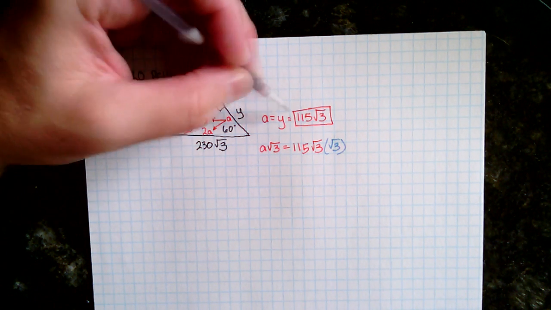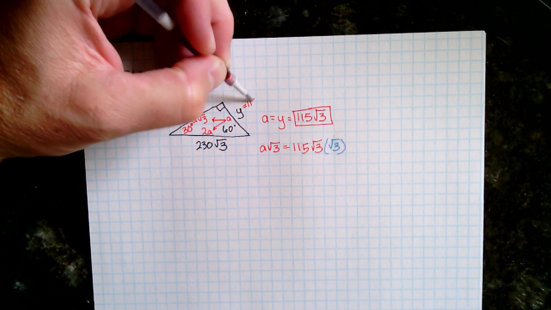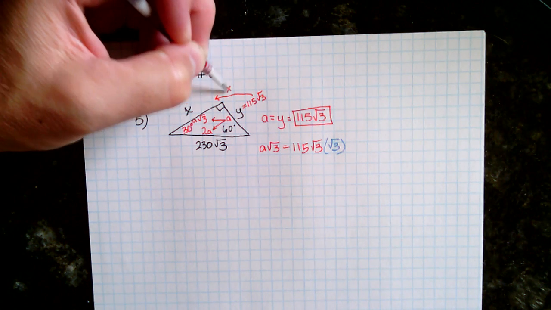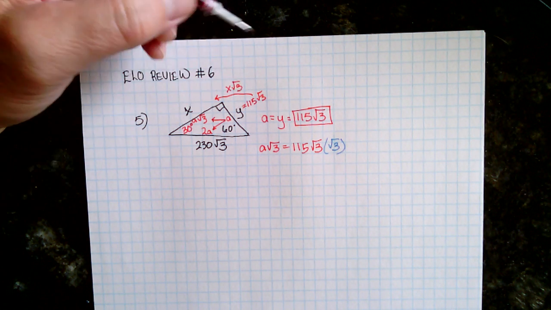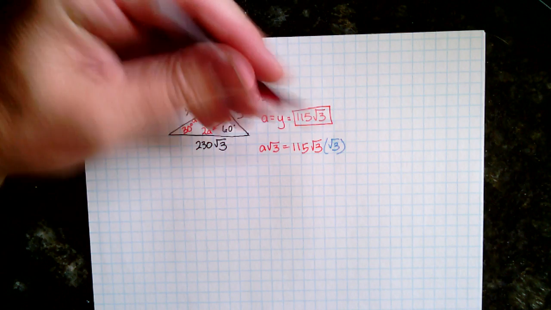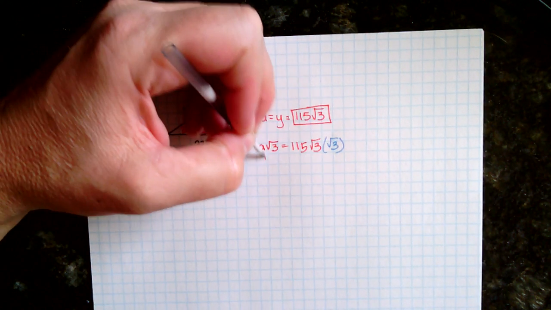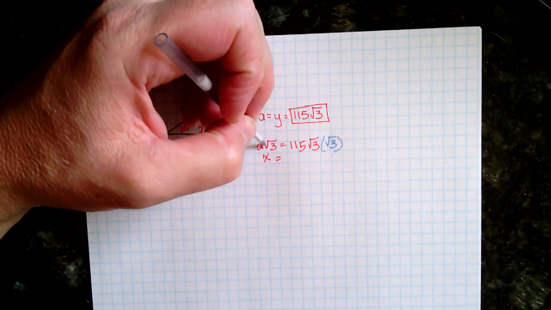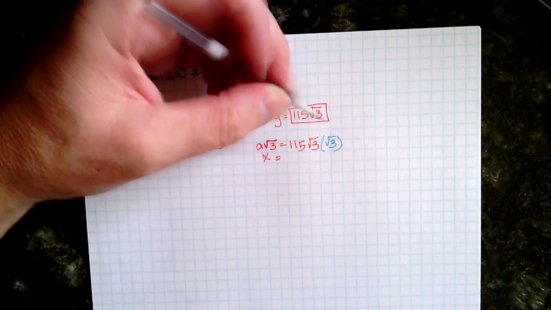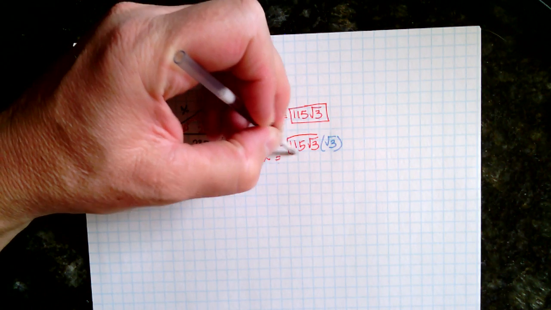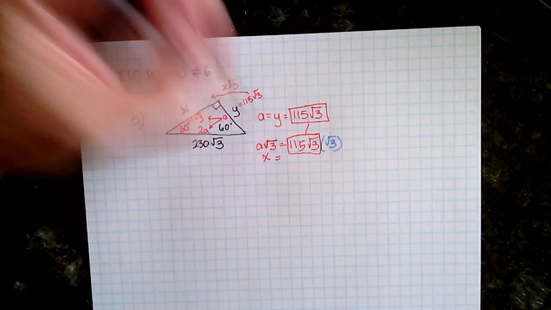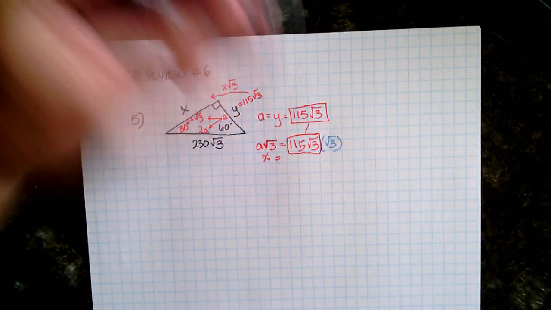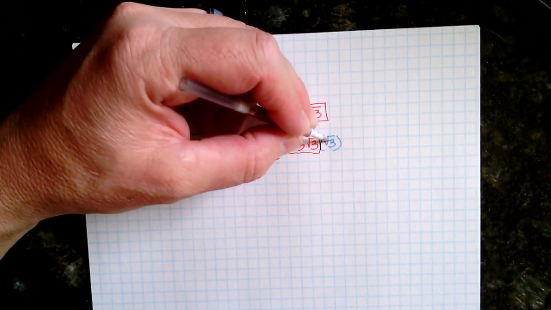So once I've established that this part is 115 root 3, to go from here to here, I have to multiply that by root 3. That's what I did here. Trying to find x, I'm starting with A, and I'm multiplying by root 3. Well, this already has a root 3, because that was the A value, so I have to multiply it by root 3 again. Doesn't matter what it is, it's what you do to it.